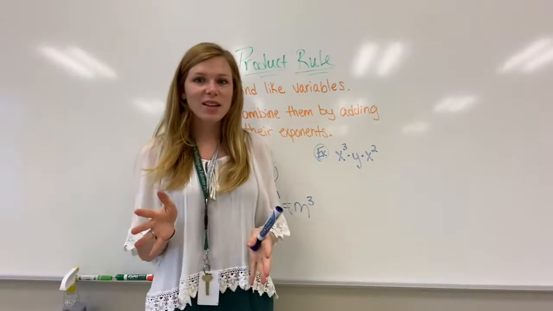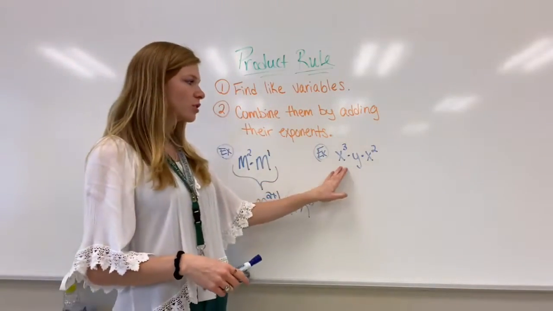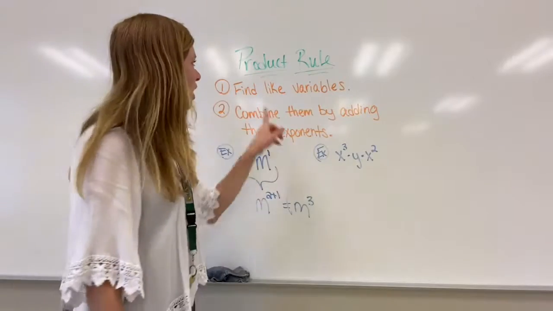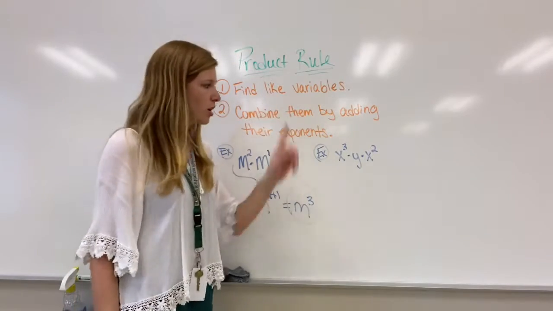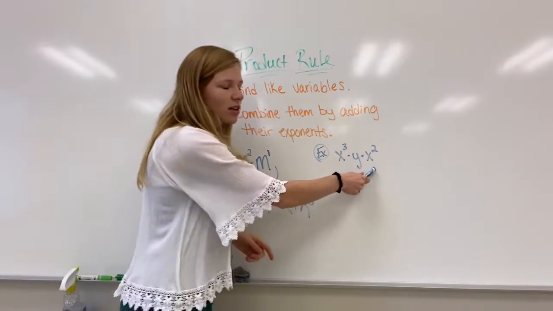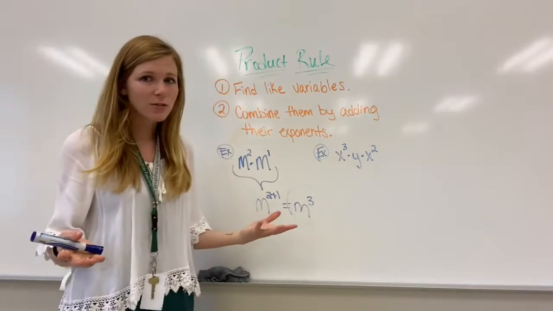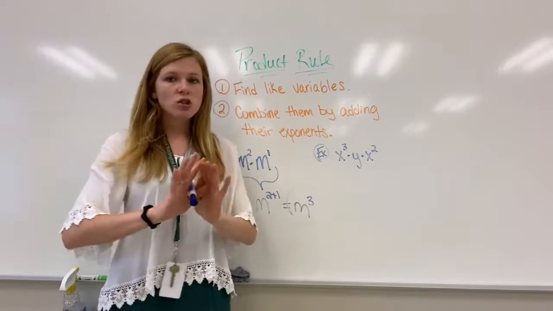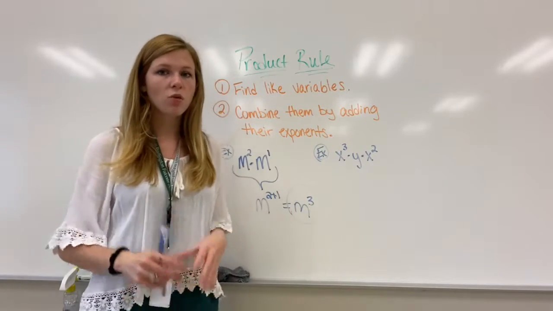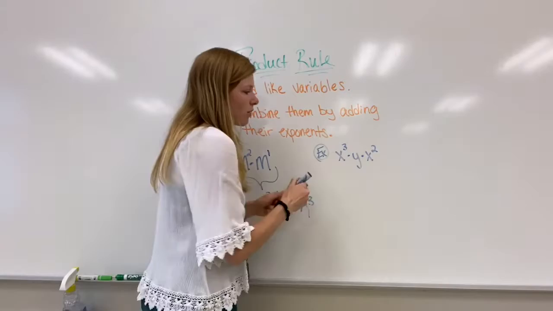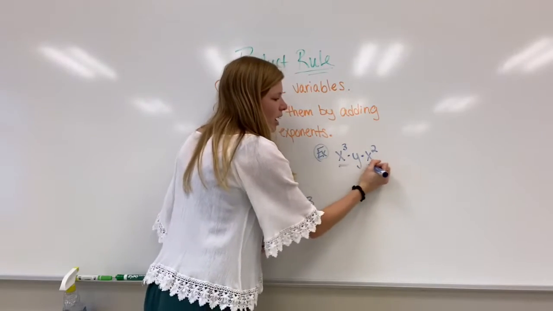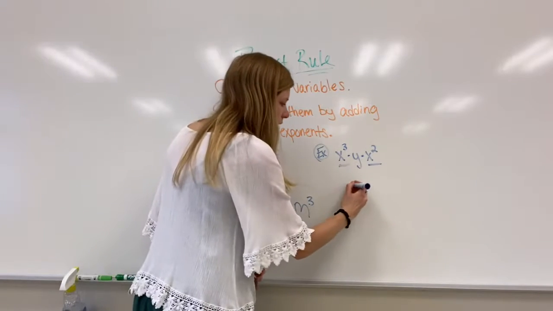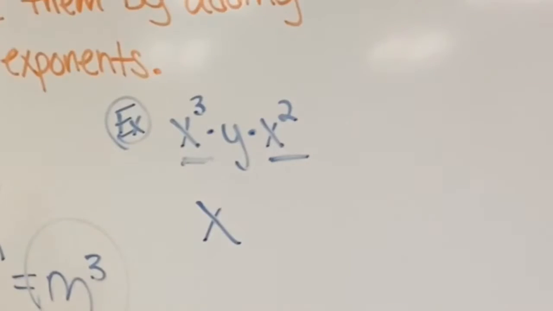For my second example, I have x cubed times y times x squared. So step number 1, I'm going to find the like variables. I notice that x and x are like variables. Y is different. It's not like them. I don't have any other y to combine with that one, so I'm gonna leave the y alone for now. Right now, I'm gonna pay attention to my like variables, x and x. Just like in example 1, I'm going to bring down an x because that is the like variable.